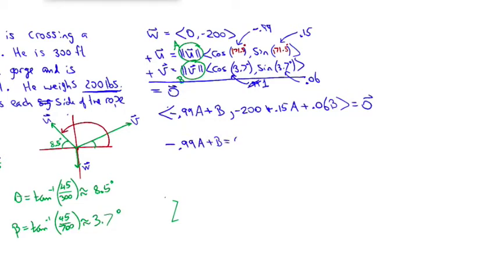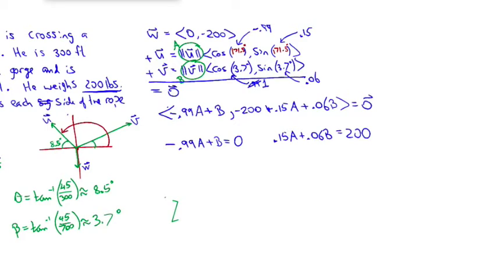All right, so if I set them both equal to 0, I get negative 0.99a plus b is equal to 0, the first component of the 0 vector. The other one I'm going to get fancy with. If it's going to be equal to 0, I'm going to move the 200 to the other side. So it becomes 0.15a plus 0.06b is equal to 200. Actually, we don't need to do a system of equations. We can do a simple setup. What do you think we should do to get a equal to something and b equal to something? What looks nice and easy?